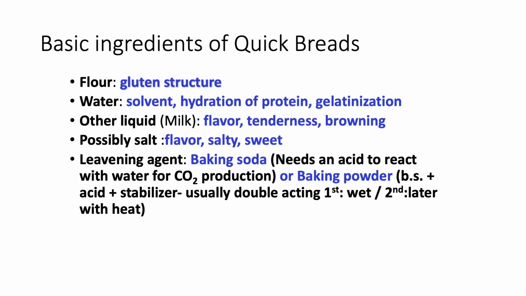Basic ingredients for quick breads. Flour is going to develop that gluten structure. Water is an important solvent, also hydrates the proteins, and is necessary for starch gelatinization. Other liquids, mainly milks, sometimes nut milks, are used as well, and that's going to add some flavor and tenderness as well as helping with browning of some baked products. Possibly salt, which is going to enhance other flavors. And then it definitely needs leavening agents, either baking soda or baking powder.